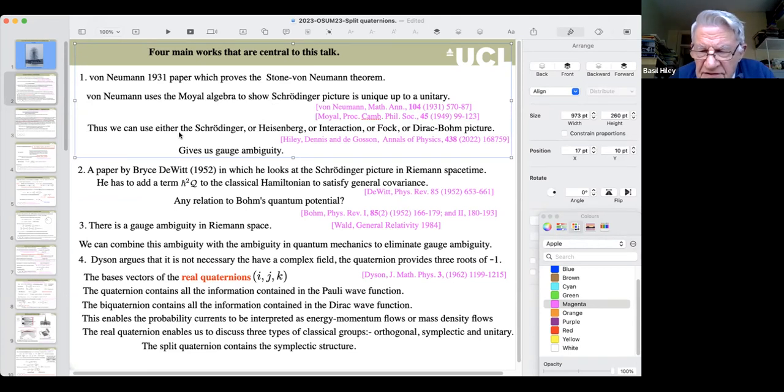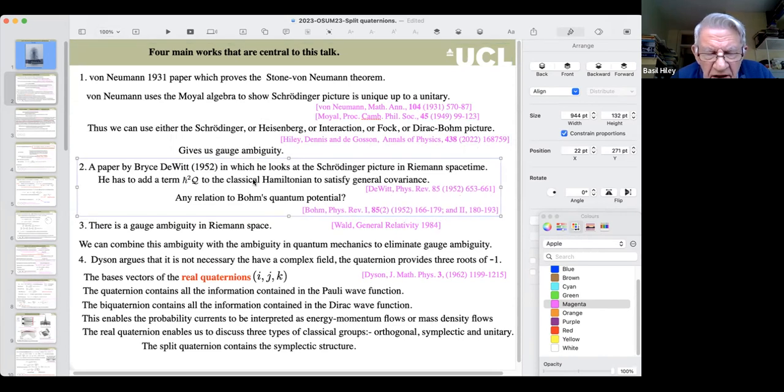I found it extremely fascinating. So what does the theorem leave us? It leaves us with, by changing the gauge, by doing a unitary transformation, we can go from the Schrödinger to the Heisenberg interaction, Fock, or even the Dirac-Bohm picture, which the three of us actually published in Annals of Physics just recently in 1922. The point being there is that this gives us a gauge ambiguity.